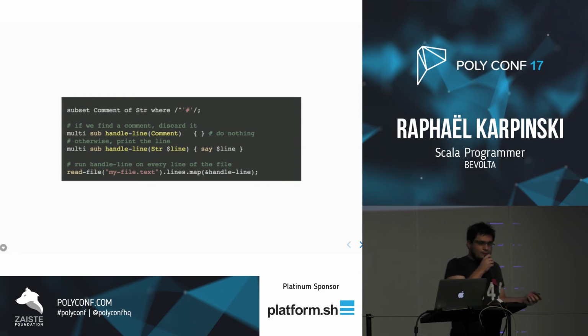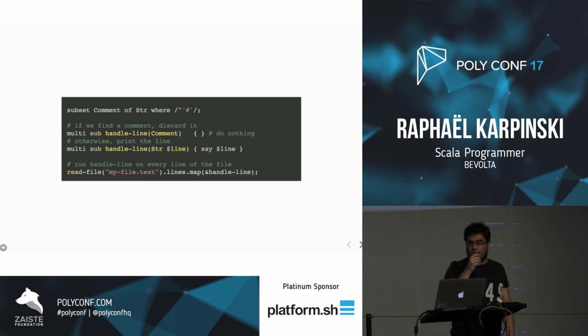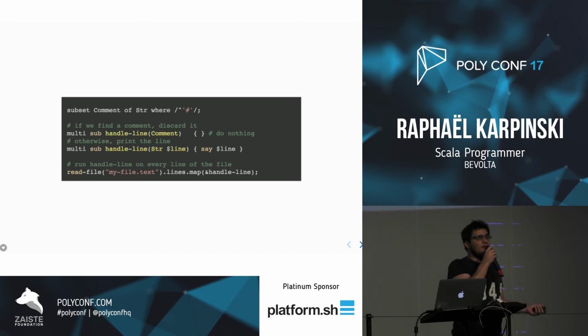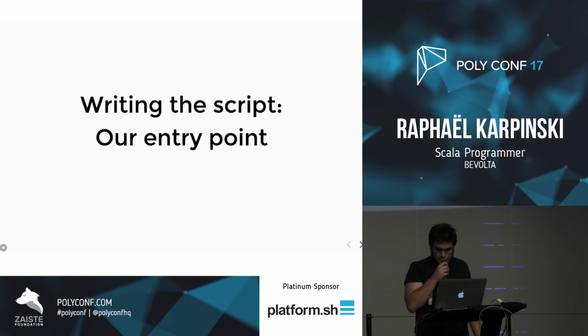Again, if we want to parse a config file, we can say a comment is a string that starts with a hash, and handle line for a comment will just discard it because we don't want to print it, and handle line for a string will actually print the line if it doesn't match a comment. And we can map every single line of our file via this function to only print the relevant lines for us.